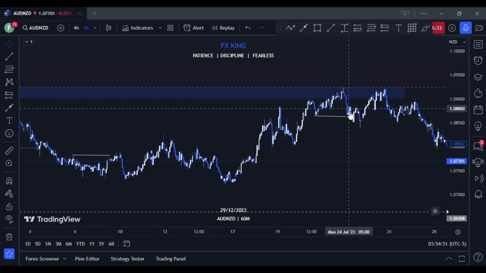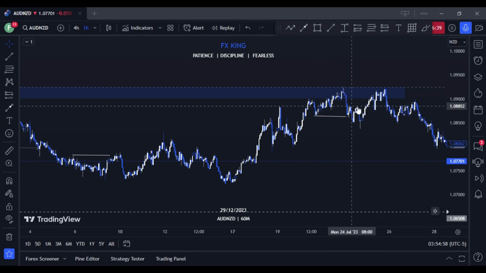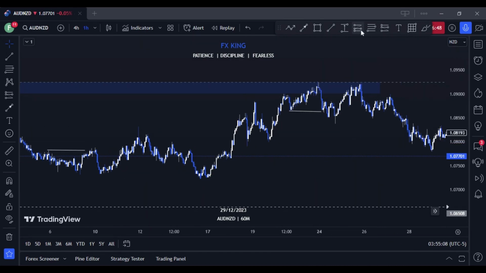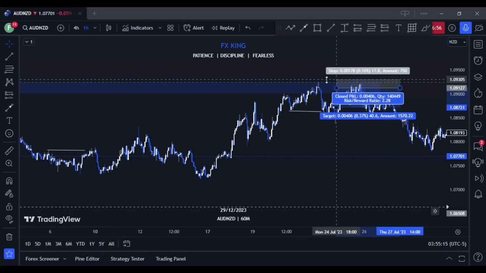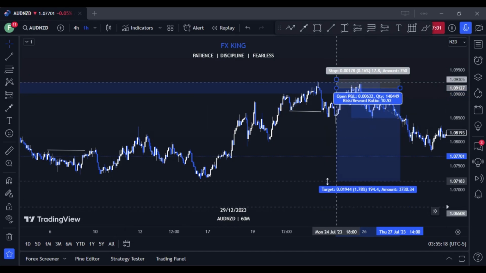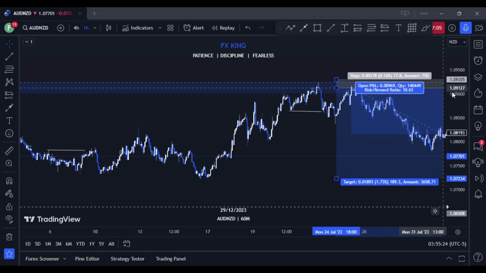what are we waiting for? We're waiting for a pullback into this. First of all, we wait for price to create inducement, which is this here, or some sort of liquidity. Price created that, then pulled back into this. Then finally, we can take our position just above here, putting our stop loss just above the other block and targeting these lows down here.